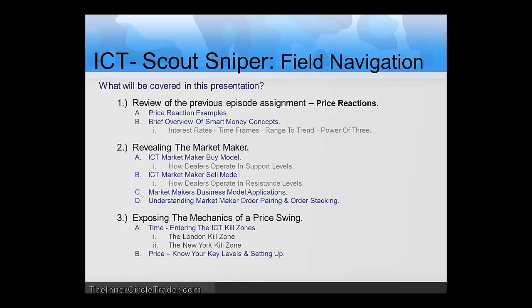We're going to be looking at how price is crucial to you as far as knowing your key levels and how you are setting up your opportunities to trade. And we're going to be giving you a homework assignment, stalking in the kill zone.